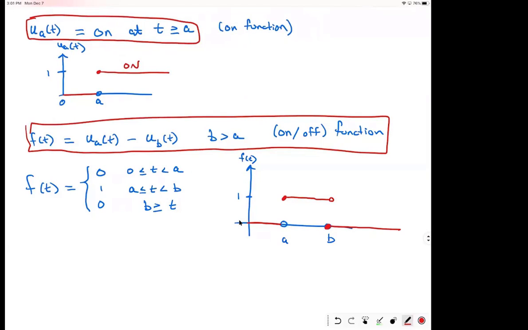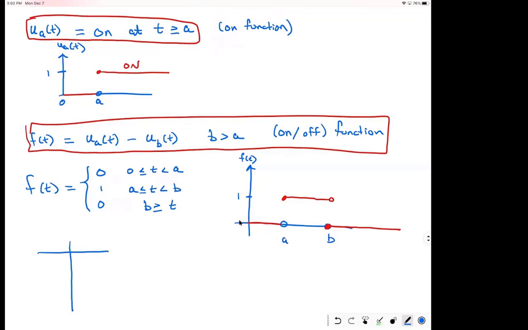Okay, so those are the three situations. Now, for this on-off function, I've made this claim, and I've said that that's true. That's how you should think about it. I encourage you to do a little algebra, or at least make yourself a table to convince yourself that this u_a of t minus u_b of t is indeed the situation.